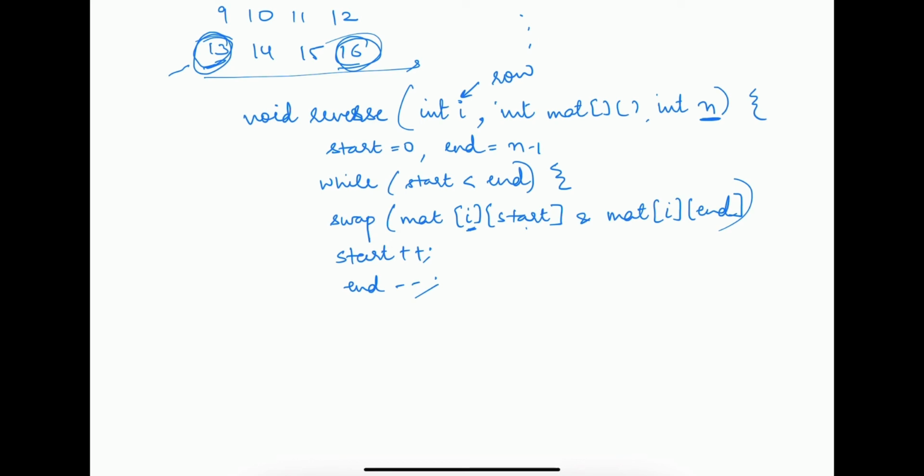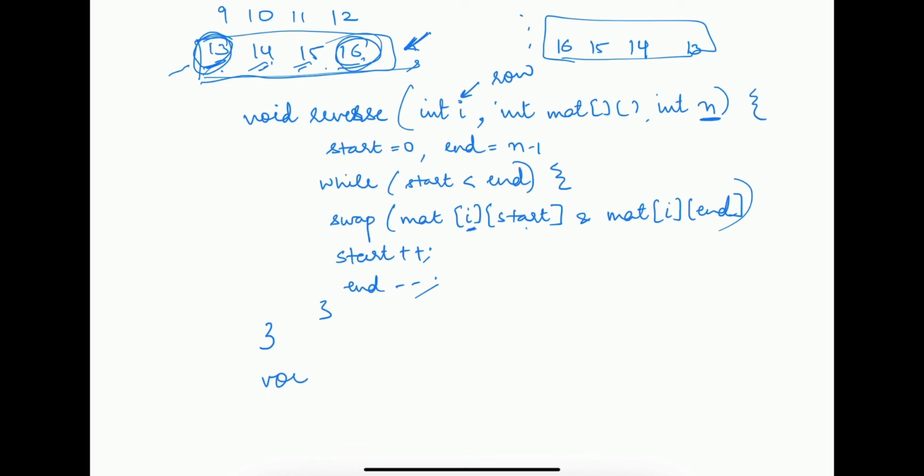Let's take an example when there are four numbers: 13, 14, 15 and 16. In the first iteration, 13 and 16 will be swapped. In the second time, 14 and 15 will be swapped. So it will look like this, and this is the desired output: 16, 15, 14, 13. The entire row has been reversed. So this is how we are going to write the reverse function.